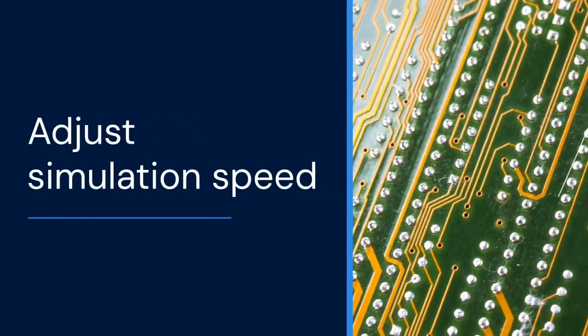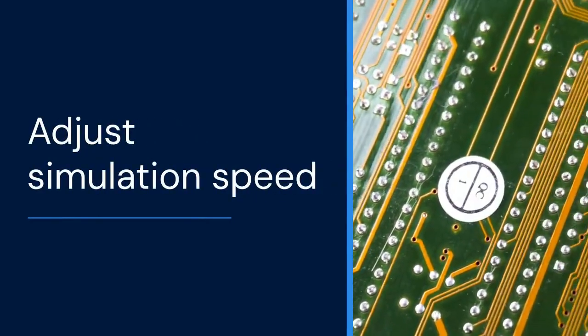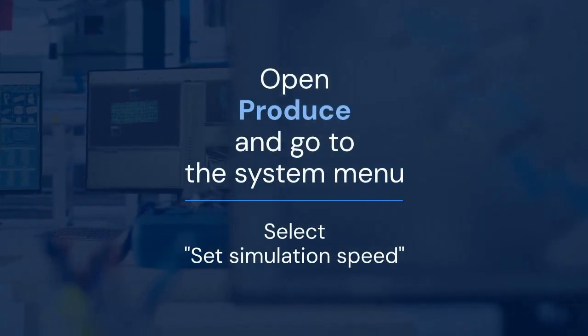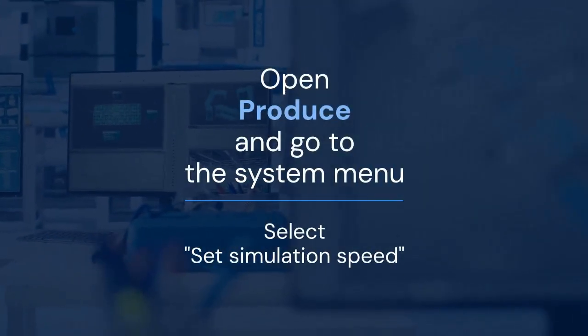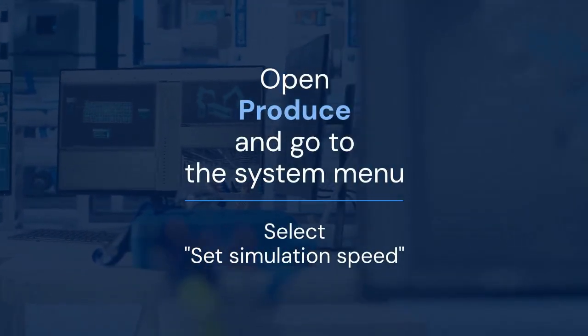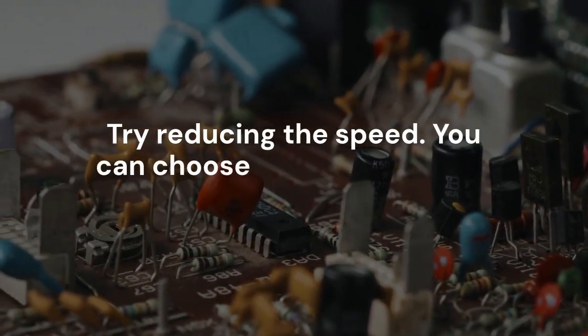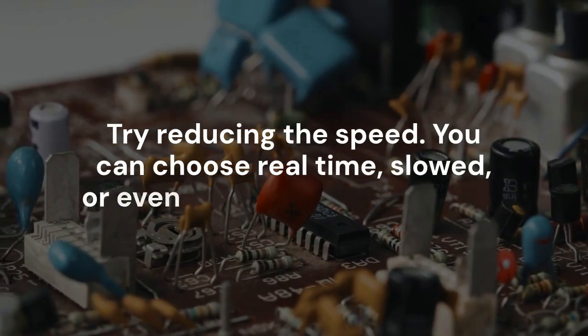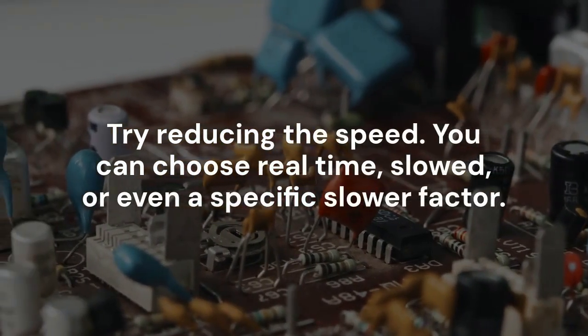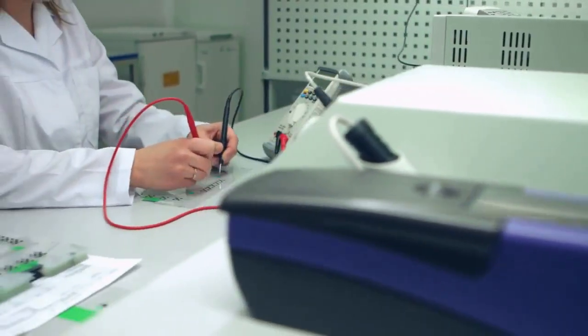Next, you can adjust the simulation speed. Open Proteus and go to the System menu. Select Set Simulation Speed. Try reducing the speed. You can choose real-time, slowed, or even a specific slower factor. This gives your CPU more time to process the simulation.